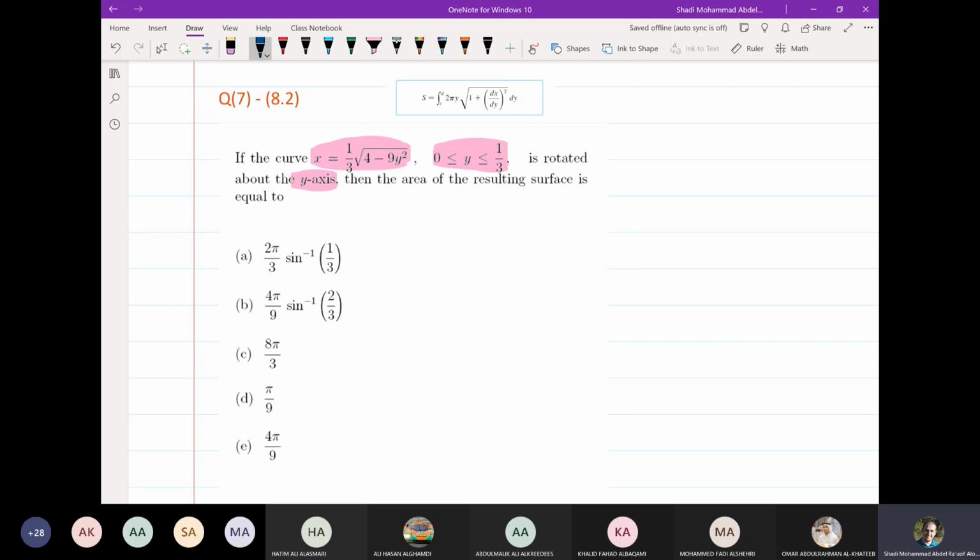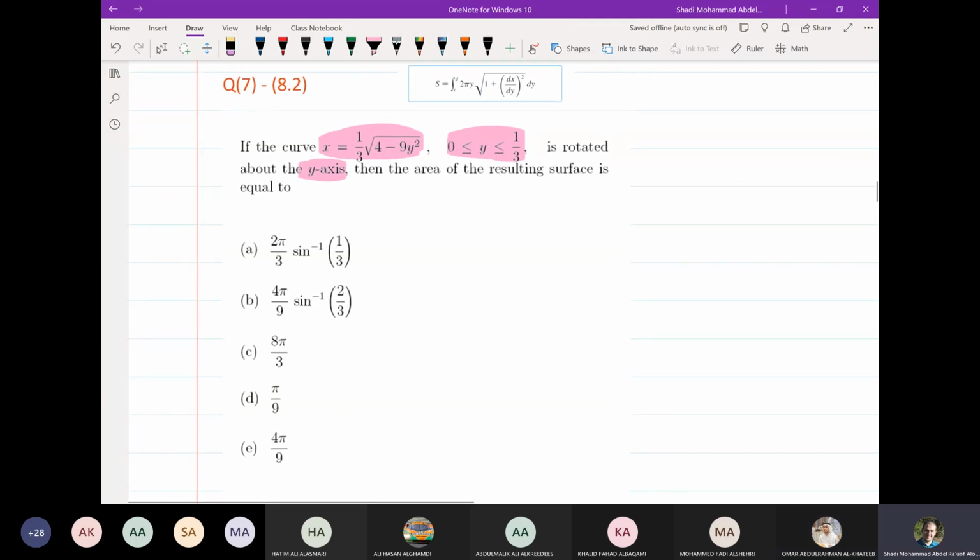If he said the revolution is about the y-axis and everything is in terms of x, you put dx here, instead of y you put f of x, you find the derivative in terms of x, and the limit of integral will be x. I said you can solve it in both cases. We will see. Yes, another one, I think he asked about something.